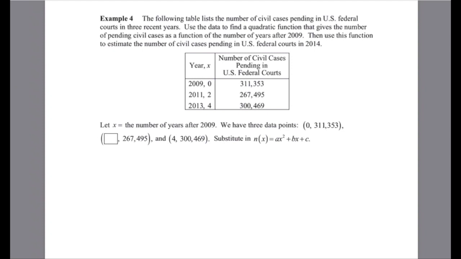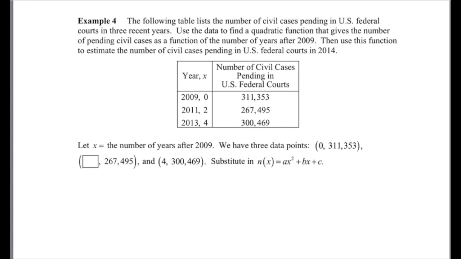Then let's use this function to estimate the number of civil cases pending in the U.S. federal courts in 2014. What we're doing here is finding a quadratic regression. Before, we would have to rely on Desmos by plugging these values in to find the quadratic regression. Now we have some skills that we can utilize to find it algebraically, but we can certainly use Desmos to help verify that what we found algebraically works. We're particularly interested in what happens in 2014.